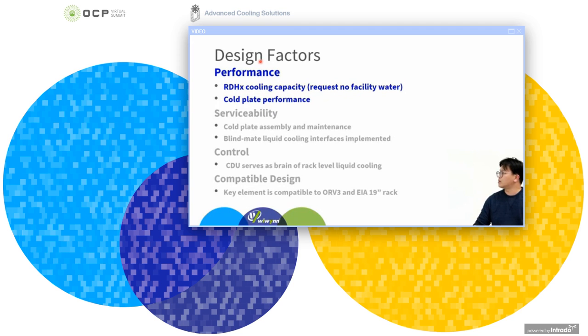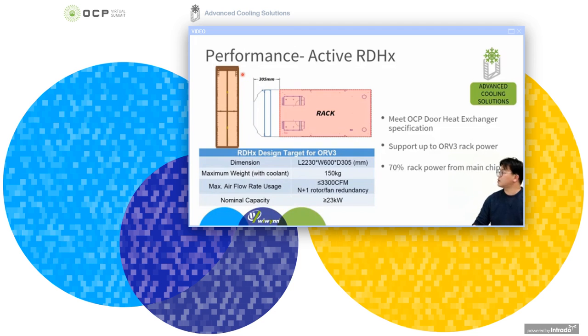First is about the performance. As we know, the cold plate and the active rear-door heat exchanger are two key parts in this solution for heat dissipation. For the active rear-door heat exchanger, the mechanical dimension design will follow and meet the OCP door heat exchanger spec. You can check the detailed dimensions here. And the total weight with coolant will be under 150 kg.